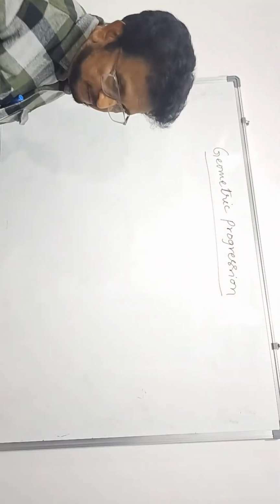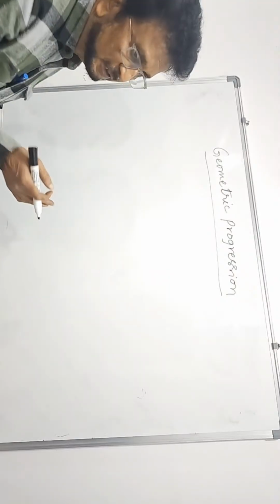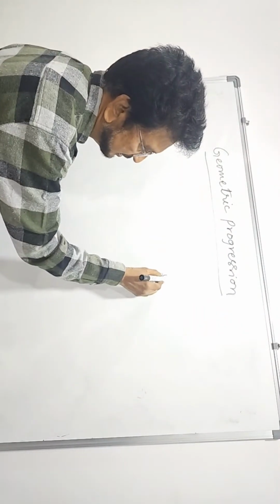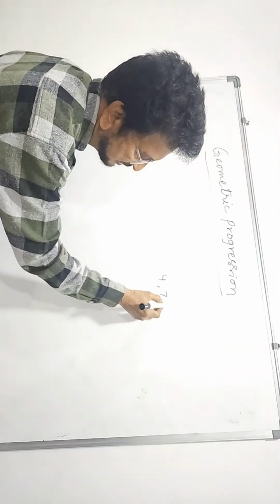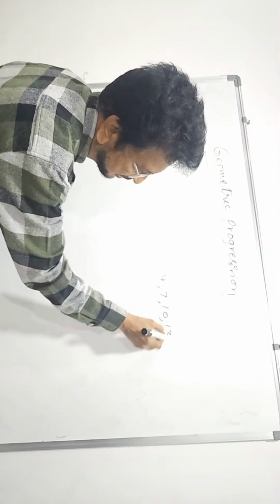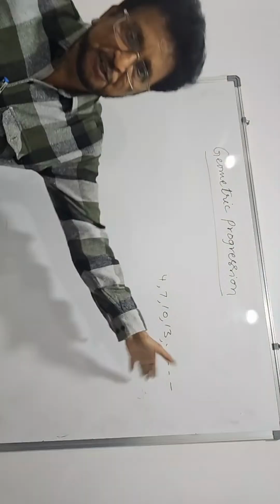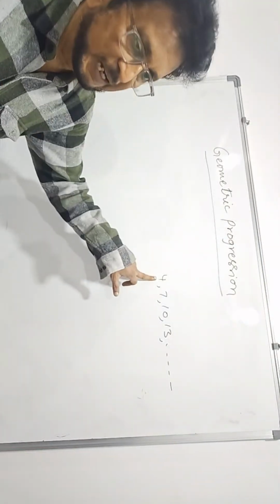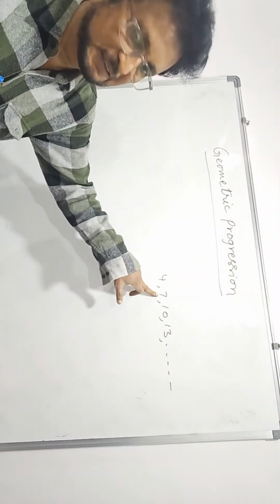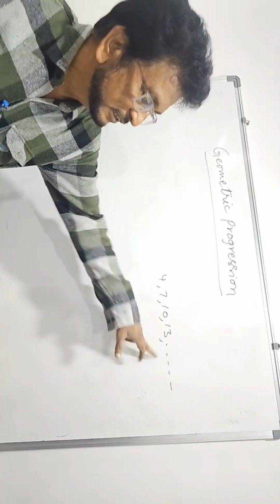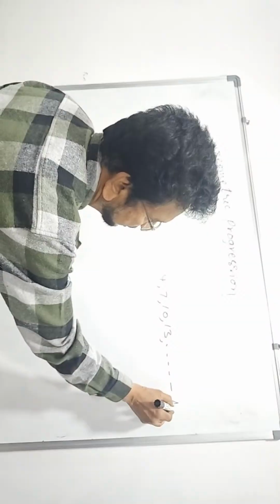What is a geometric progression? What is this sequence? See, in arithmetic progression, how did we get the sequence? Again I shall repeat. 4 plus 3 is 7, 7 plus 3 is 10, 10 plus 3 is 13. By adding a fixed number, we are getting the sequence. This was arithmetic progression, AP.